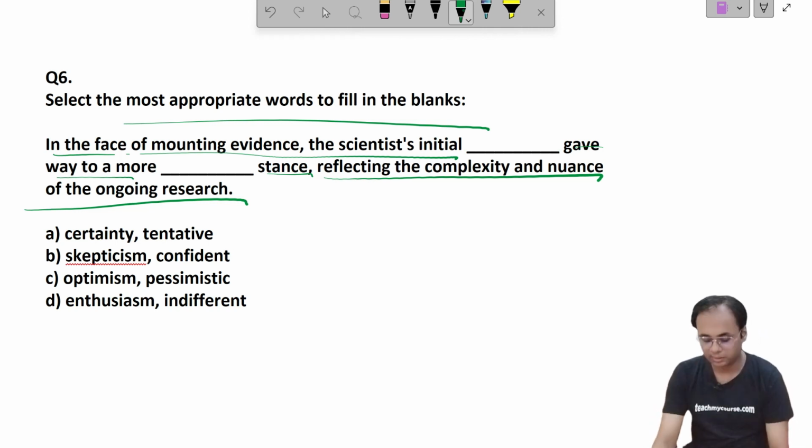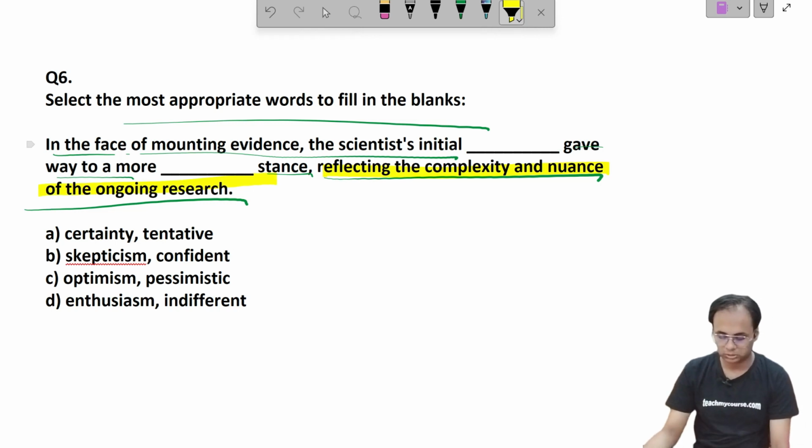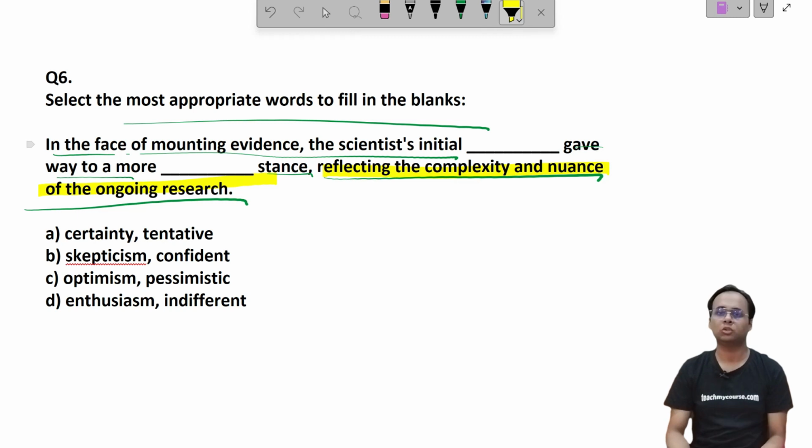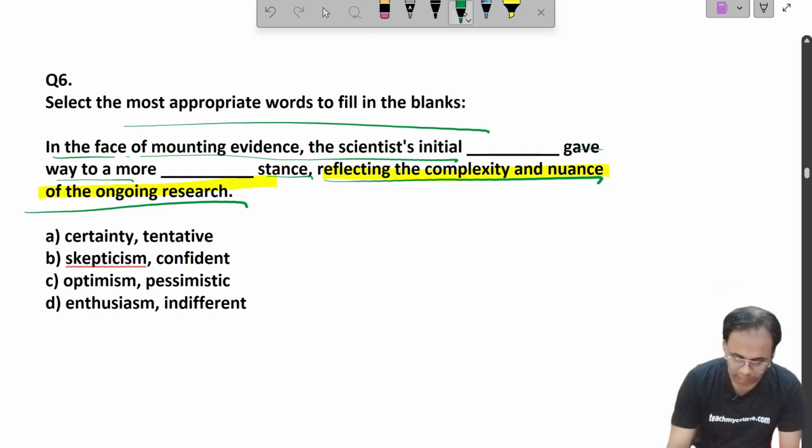However, in the second part of the sentence, you can say that it is reflecting the complexity and nuance of the ongoing research. So initially maybe the scientists were pretty much positive, but as soon as they got into the depth of the concept, they realized that it is not a really easy subject and they have to work really hard towards it. So we have the first option, certainty and tentative.